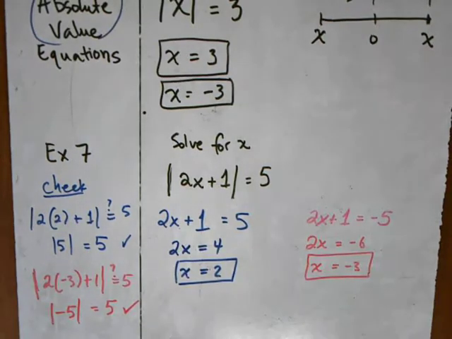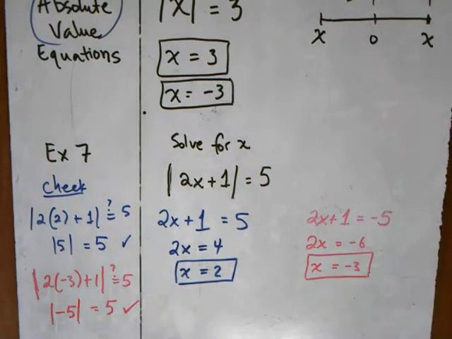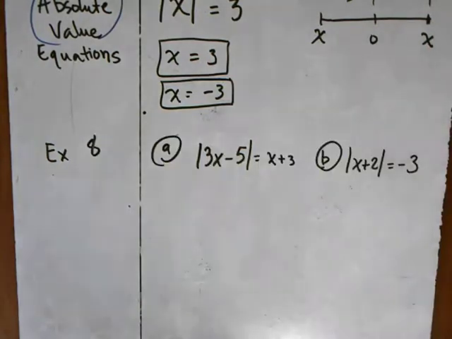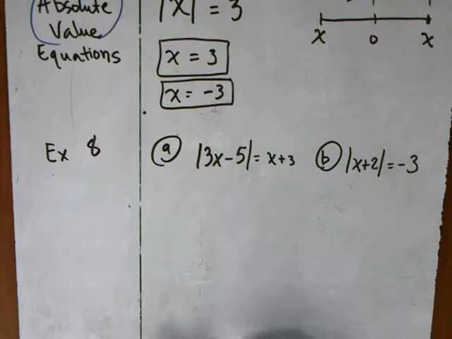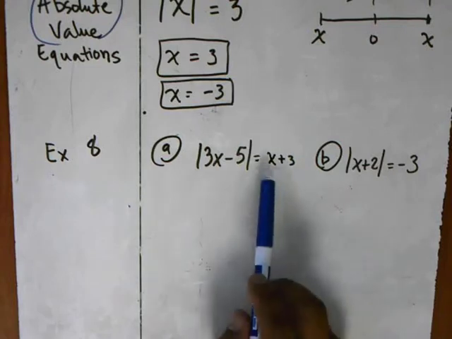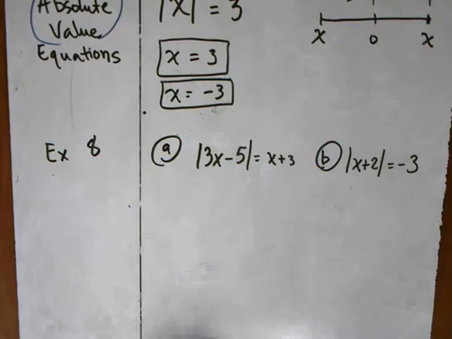Okay. And again, you should check for all your problems, but it's especially important to check for absolute value equations, because sometimes you might solve an equation and the answer might not work in the original problem. So I have example 8 here in front of me, and two problems. Absolute value of 3x minus 5 equals x plus 3. So this is a little bit different because we have a variable on the right side, whereas before we may have just gotten a number. And I'm going to leave you to do part B on your own, and just remember to check your answers when you do part B.